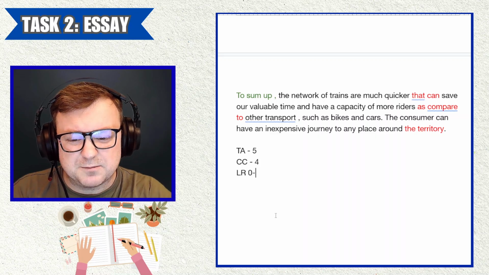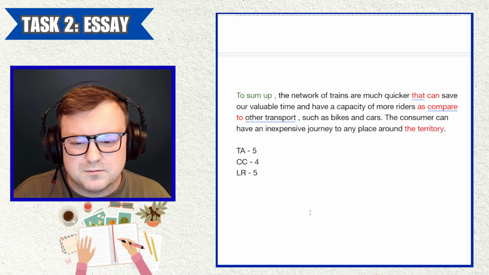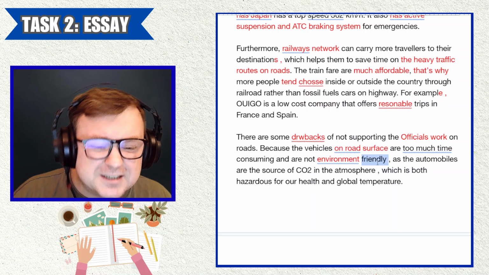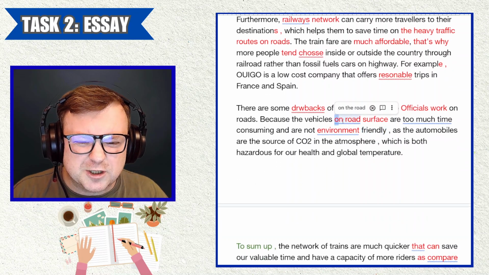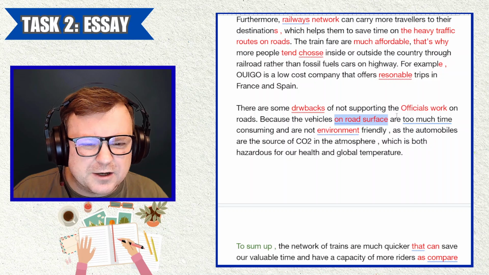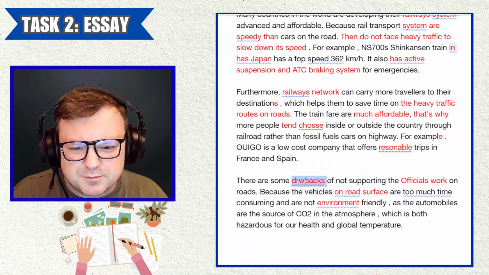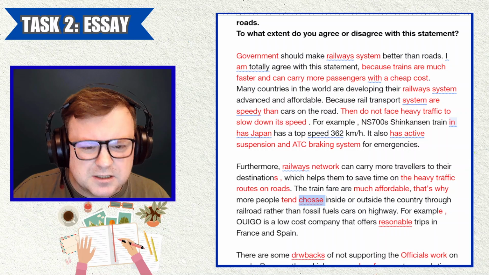Lexical resource, I think, is probably a 5. There are some good bits of language, like "environment friendly" instead of "environmentally friendly." Okay, you're close. Some things I'm not sure about, like "on the road surface." I don't know why you have that. "Officials" with a capital O. We also have some spelling mistakes: reasonable, drawback, choose. Lots of those spelling mistakes.